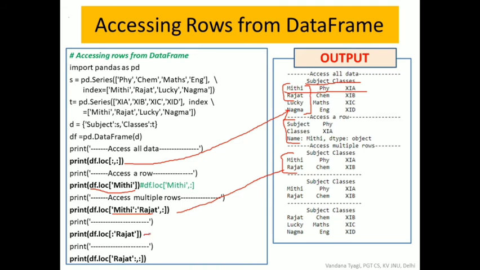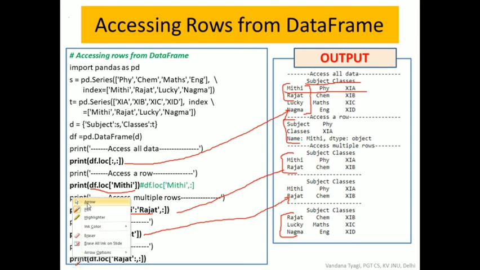So this is what we are having from the beginning till Rajat. And when you are saying in last, from Rajat LOC, location from Rajat till end, so from Rajat onward there are 3 records, Rajat, Lucky and Nagma. So it will display me all the records Rajat, Lucky and Nagma. So this way we are accessing the rows using the LOC function.